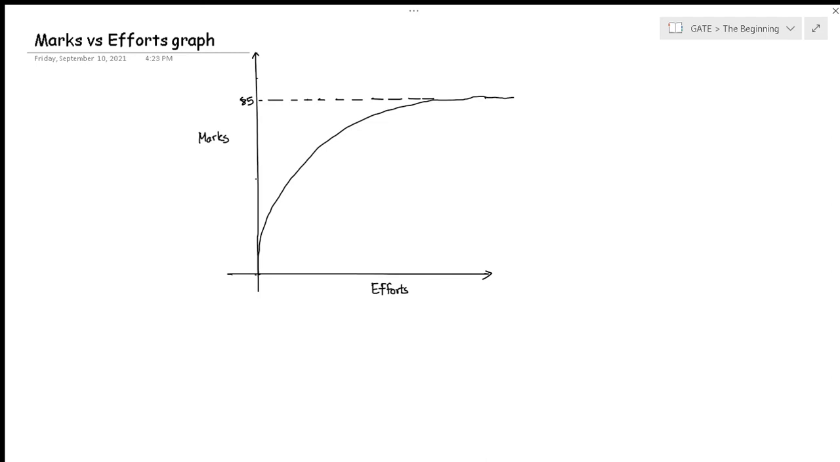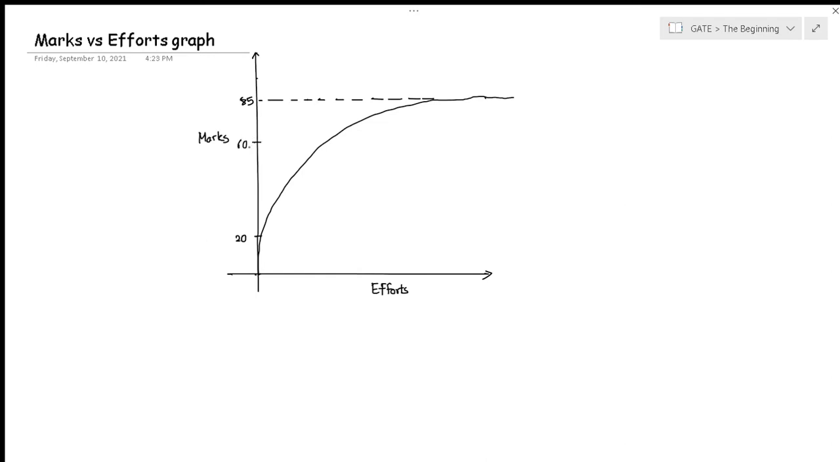Today I'll be talking about the graph between marks versus efforts. What we generally experience is the growth from the initial point, say you are scoring somewhere around 20s, which I used to score in my first one or two tests, to the point where you are scoring somewhere around 60.